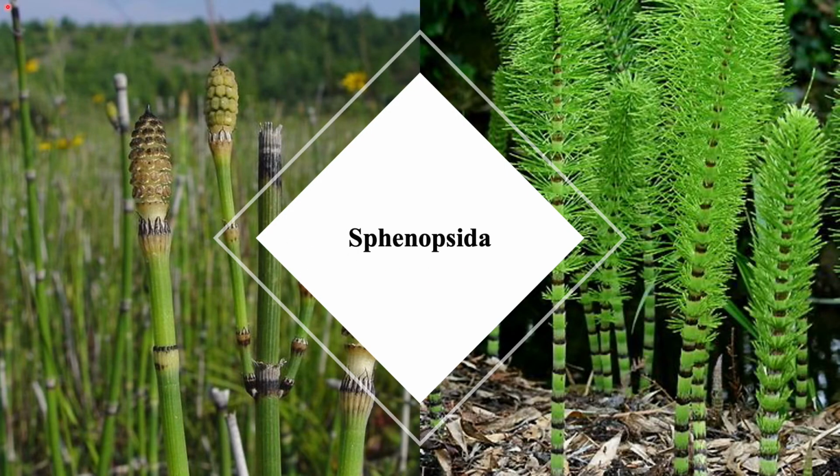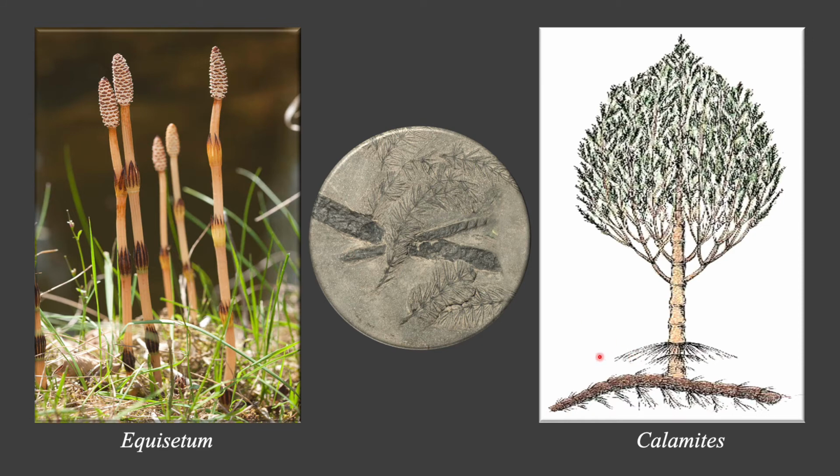Sphenopsida. Sphenopsida include both extinct and living plants. Calamite is the fossilized or extinct sphenopsid, while Equisetum is the living sphenopsid. The only surviving genus in this group is the Equisetum.